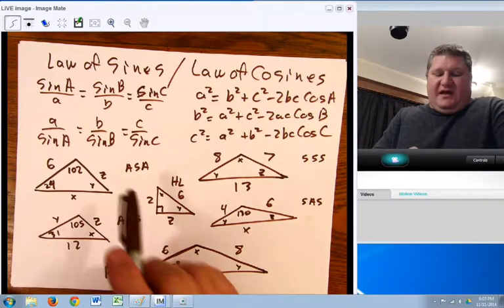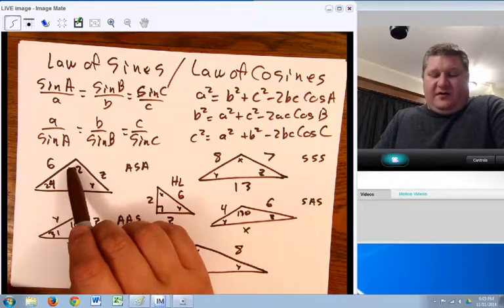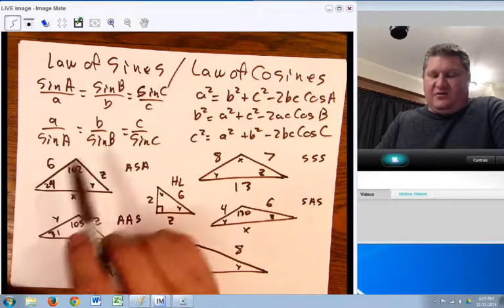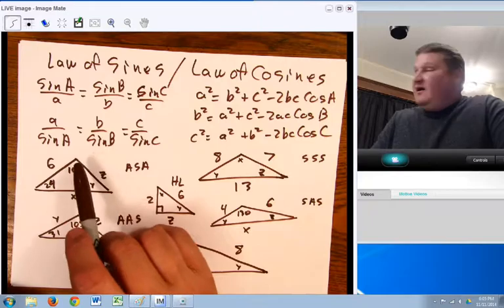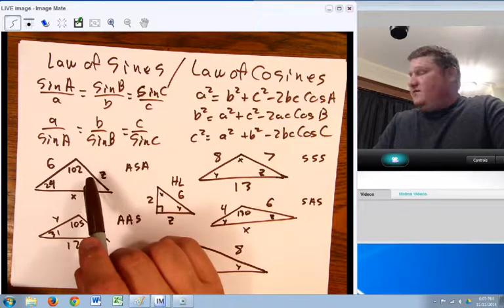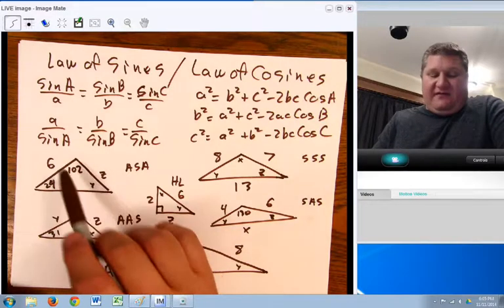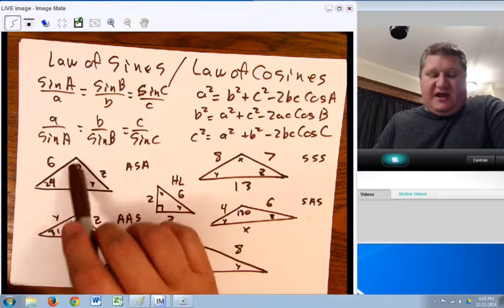Now, we have angle, side, angle. Angle here, side here, angle here. You'd say, well, wait a minute, you just said you have to have a side and an angle across from the side. I don't have that here. I have a side but no angle, an angle but no side, an angle but no side.